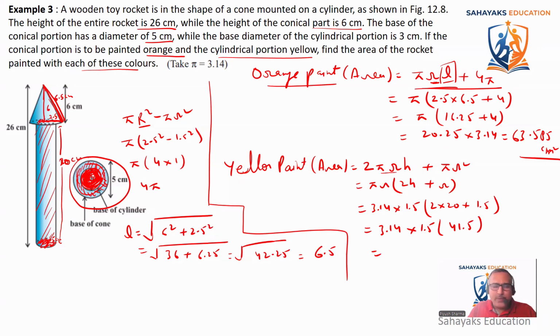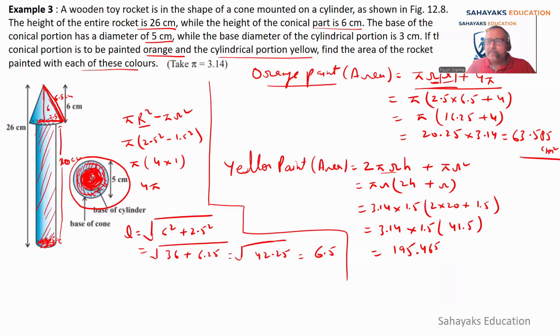we can make some computation mistakes. So be cautious on that. It comes out to be 195.465 centimeter square. Okay. So let's move to another question.